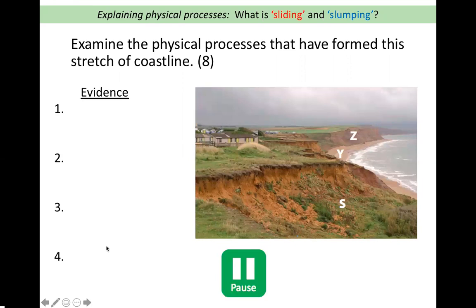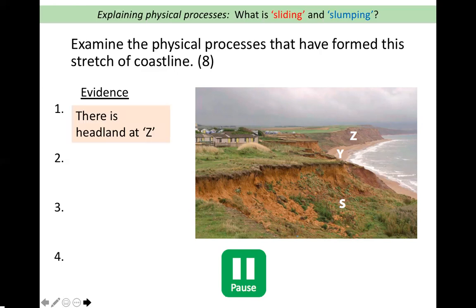Now, if you want to pause the video and do this yourself, please do. This is a good test of identifying what can you see in this photo that you can explain and you can discuss. Okay. That's all examine is. You're identifying, you're picking out key features from the diagram or the photo, and you're explaining them. Okay. So pause the video, give yourself maybe 2 minutes to pick out that evidence, or you can just take some notes or listen to the 4 bits of evidence I would use.